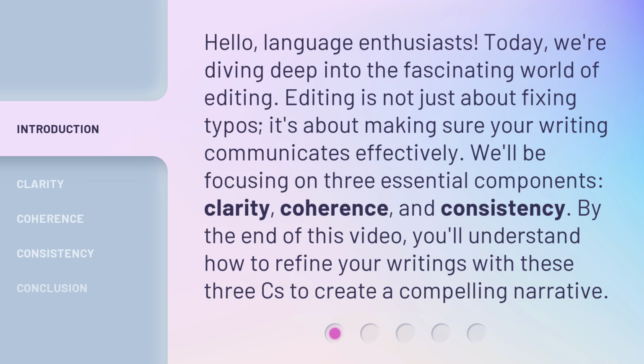Today, we're diving deep into the fascinating world of editing. Editing is not just about fixing typos. It's about making sure your writing communicates effectively. We'll be focusing on 3 essential components: clarity, coherence, and consistency. By the end of this video, you'll understand how to refine your writings with these 3 C's to create a compelling narrative.